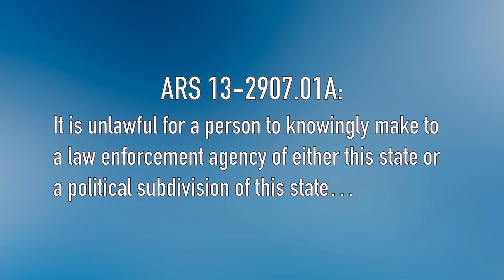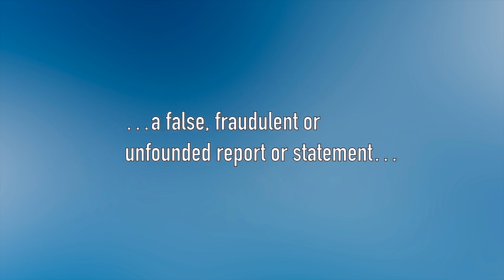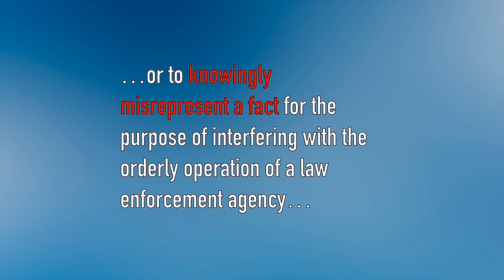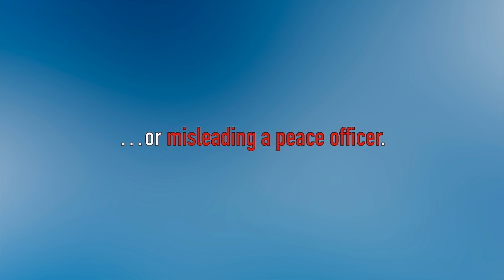13-2907.01(A), which says it's unlawful for a person to knowingly make to a law enforcement agency of either this state or a political subdivision of this state a false, fraudulent, or unfounded report or statement, or to knowingly misrepresent a fact for the purpose of interfering with the orderly operation of a law enforcement agency, or misleading a peace officer. This criminal statute establishes that a violation of this section is a Class 1 misdemeanor.